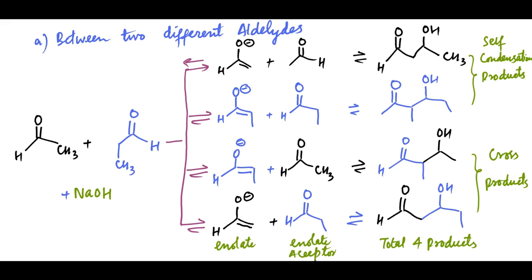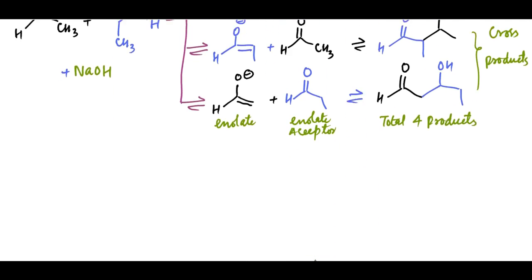Reactions that form mixtures of products are of little use, and therefore, crossed aldol reactions are only efficient if they can be performed in a way that minimizes the number of possible products. This is best accomplished in either of the following ways.